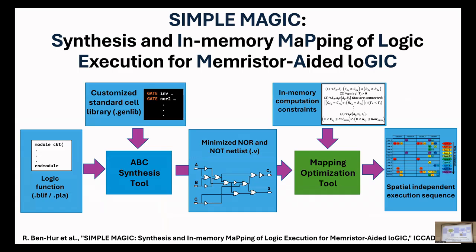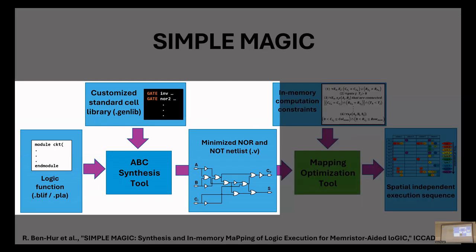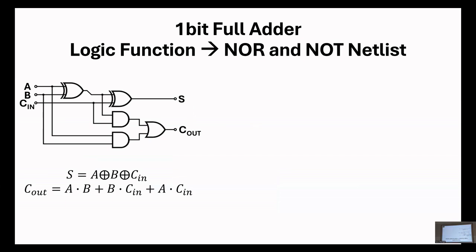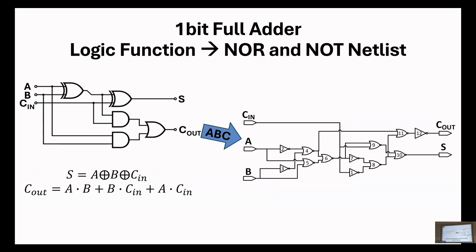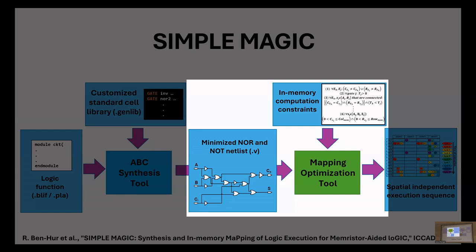Okay, so this is the flow of simple. As I said, it performs synthesis and mapping in separate stages. So first, we have a logic function that we want to execute. We also define which gates we can use, for example, nor and not. Then, using the synthesis tool, we will get the optimized nor and not netlist. For example, here we have a 1-bit full adder, and the synthesis tool gives us the nor and not netlist. So that was simple, and now we will see the mapping, which is more complex.